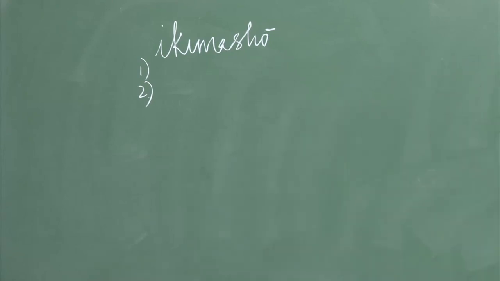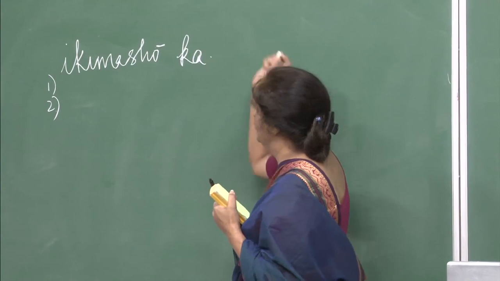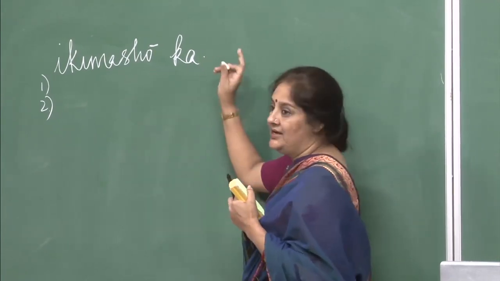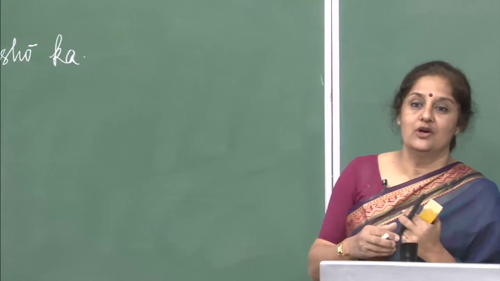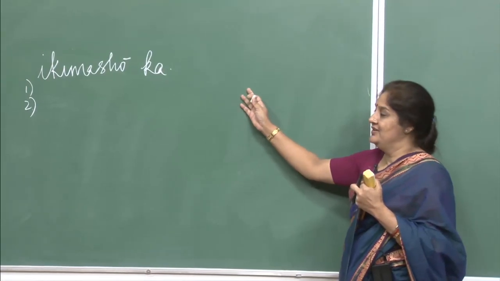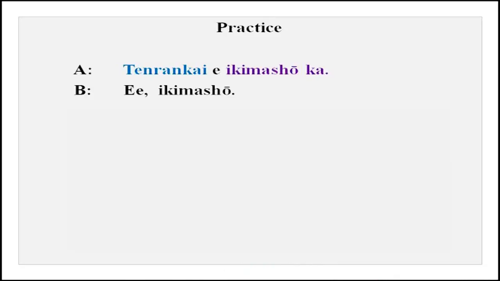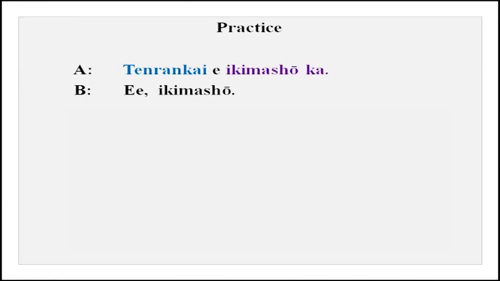So, ikimashou is what we did last time, but we have something over here, tenrankai e ikimashou ka. If you just put a ka over here, the question word ka in the end, it means shall we go. Now, you want the opinion of your partner, you are asking your partner and not deciding for your partner. So, it is shall we go instead of let's go. Tenrankai e ikimashou ka? E ikimashou is exactly hai actually, and ikimashou, yes, let's go. And tenrankai is an exhibition as we did last time.